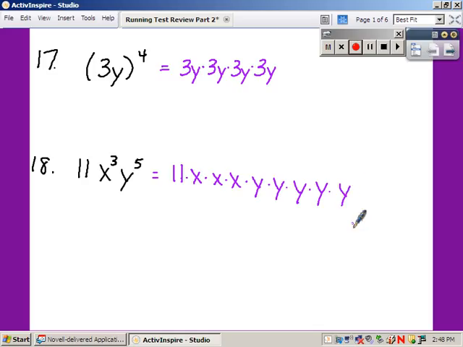The point of this is that you understand not only what an exponent means, but also how they are different when parentheses are involved and when they're not.